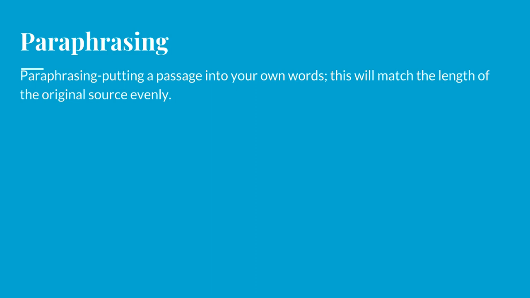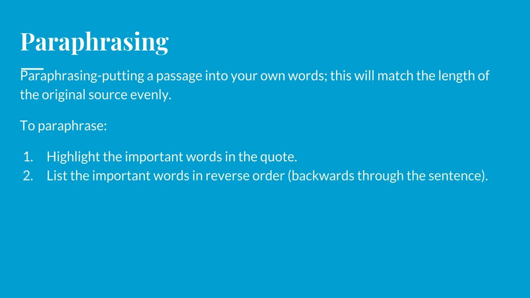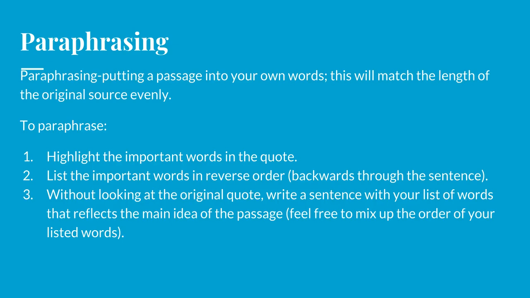Paraphrasing is putting the passage into your own words. It's not the main ideas, it's everything from this passage. It matches length for length, evenly, with the original source. So to paraphrase, you would highlight the important words in the quote, list them in reverse order. So the last word you highlighted, then the one before that, then the one before that. That's how you're going to list them. Without looking at the original quote, you will then use the highlighted words, and they're listed words, to write a sentence that reflects the main idea of the passage. You do not have to do this in reverse order, but you may not do it from first to last. You can't do it in sequential order. So mix it up.